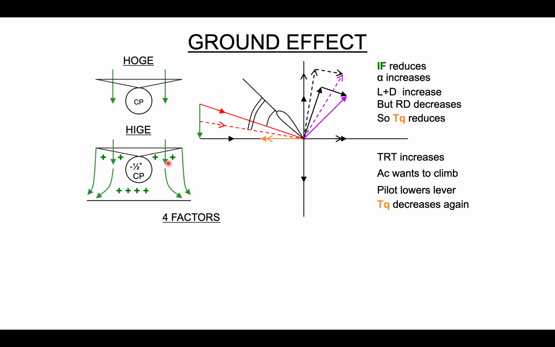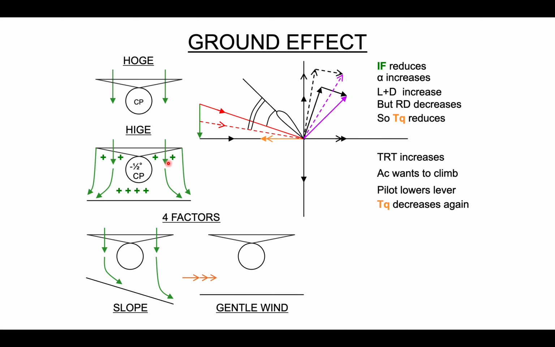So there are 4 factors that are going to affect this. Our slope. If we're landing on a slope or hovering above a slope, our induced flow is just going to flow downwards like that. If we've got a wind blowing, obviously it can blow it away. Our height: up to 2/3 of your rotor diameter above the surface, you can be inside ground effect.